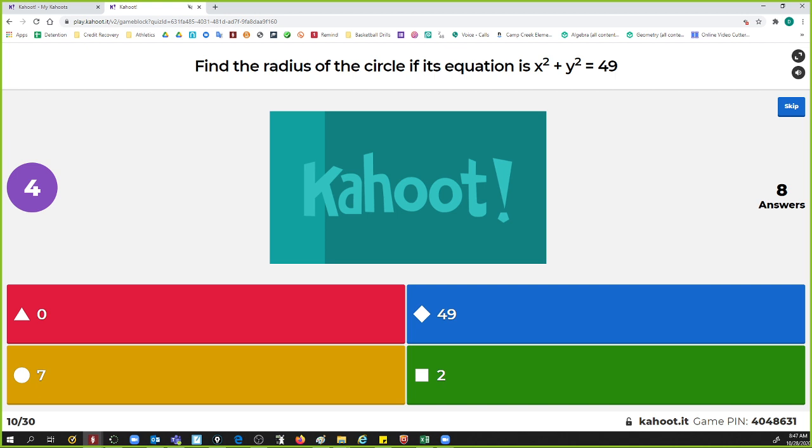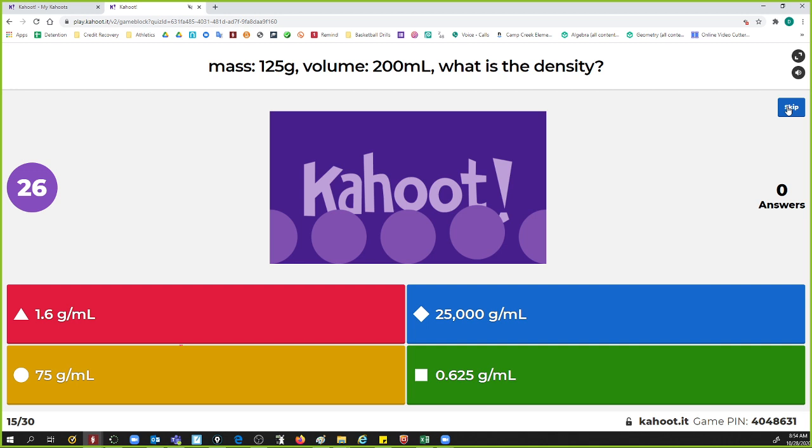More density, easy one. Calculator, quick. They're giving you a mass, they're giving you a volume. What's the density?